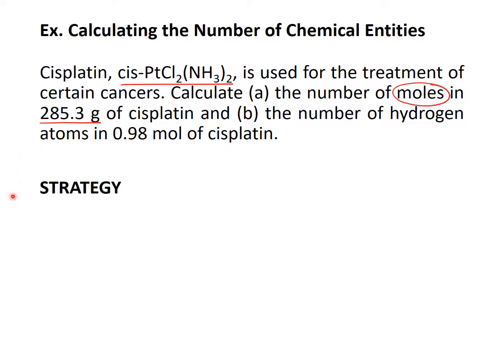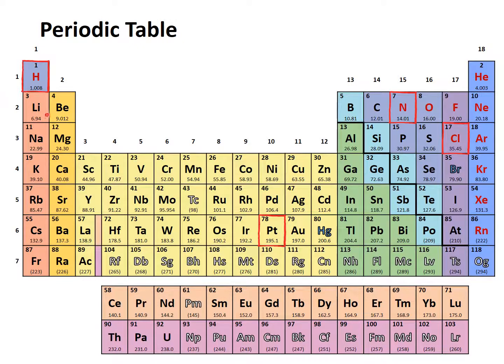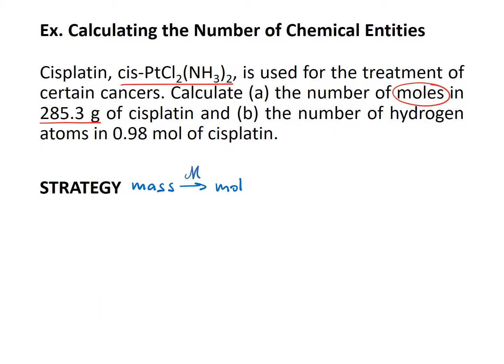So in order to calculate the number of moles from the mass, we'll have to use the molar mass. Now in this question, the molar mass isn't given. However, we can calculate the molar mass from the chemical formula and the atomic weights in the periodic table. Cisplatin is composed of platinum, chlorine, nitrogen, and hydrogen.